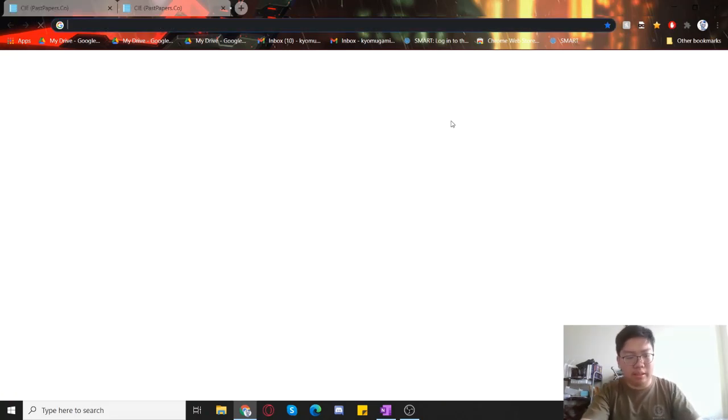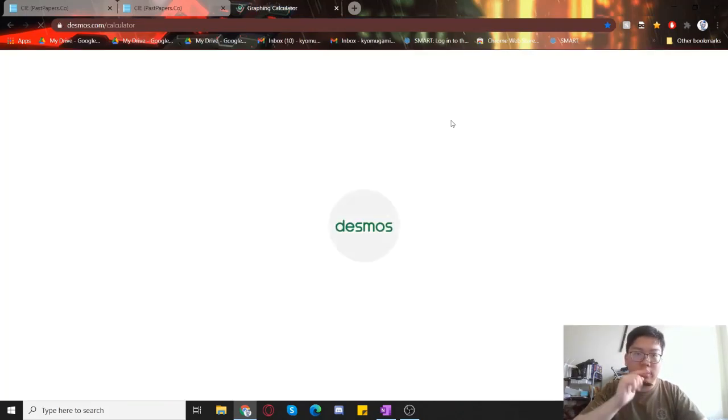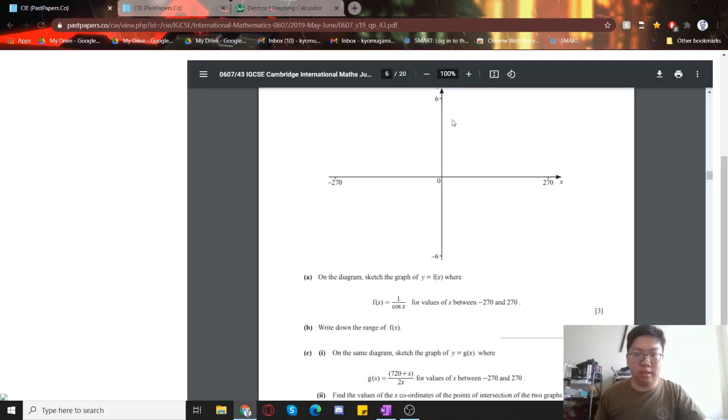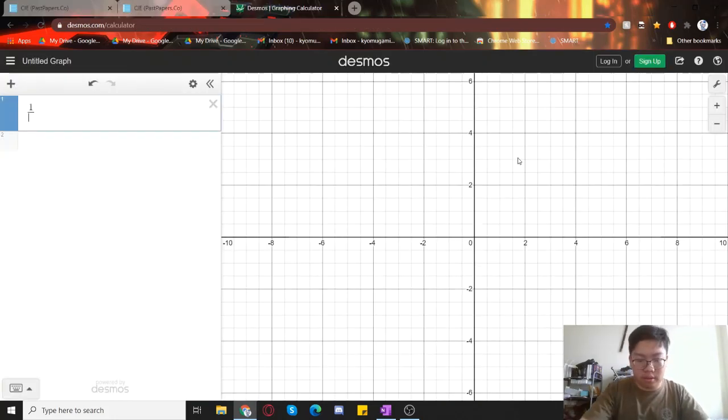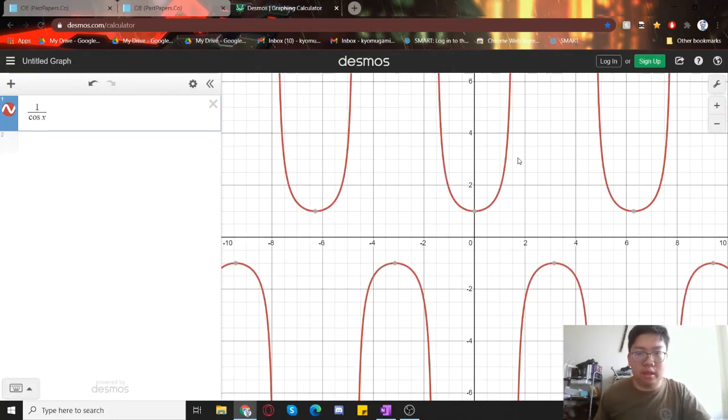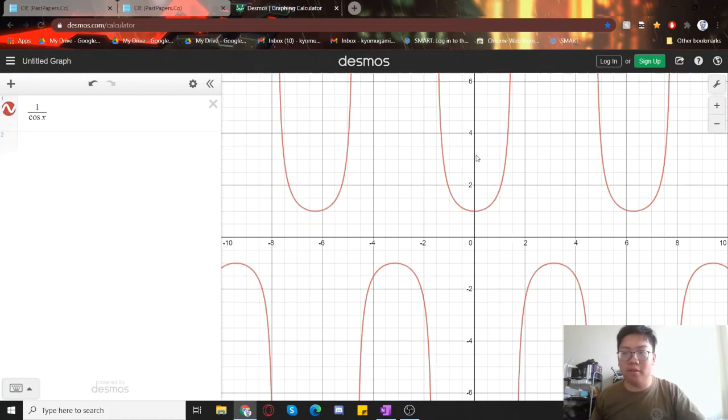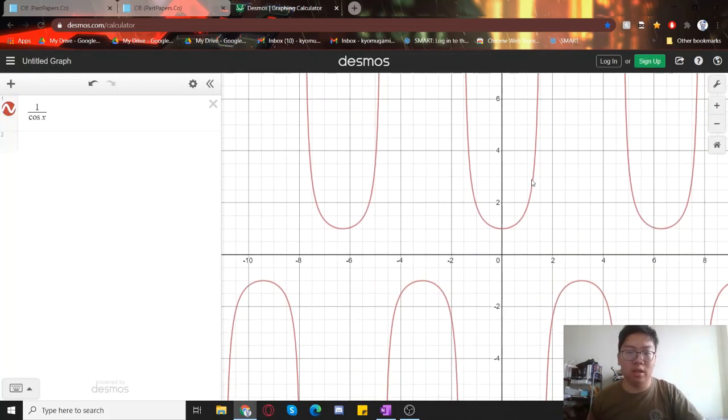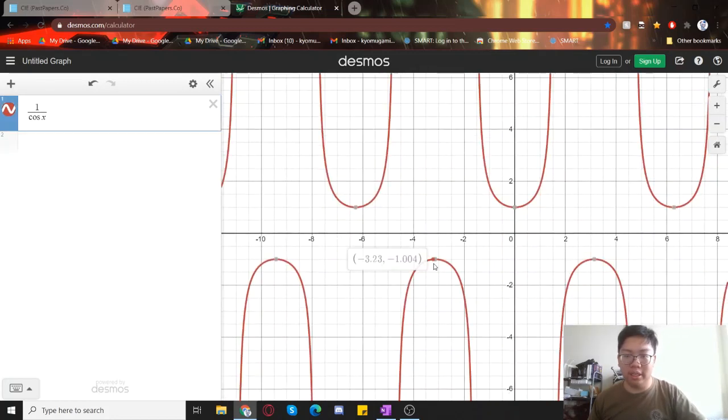So I'll just do it on my Desmos. Try to find it. Cos x. So that's going to look something like that. Of course, I'm right now in radians, but it's encouraged that you convert it when you get a chance.